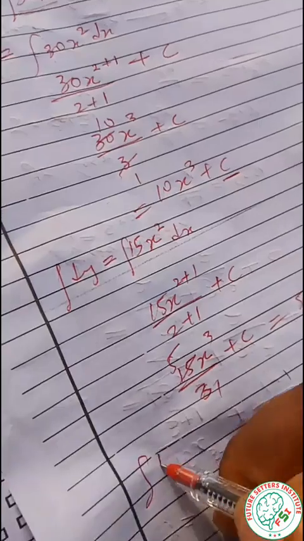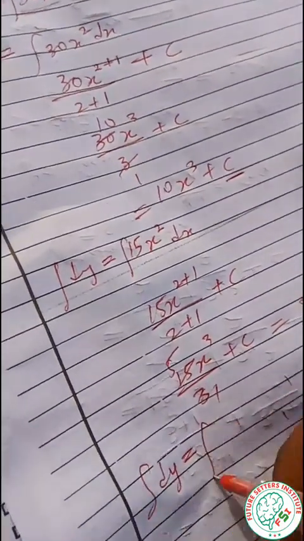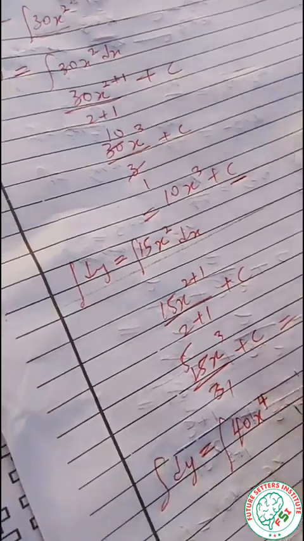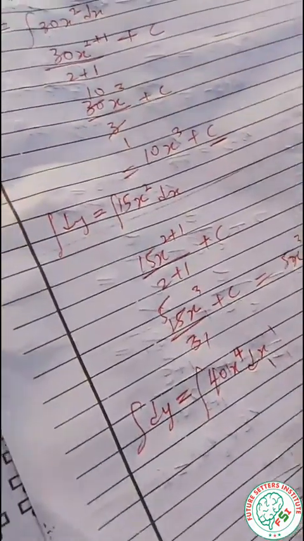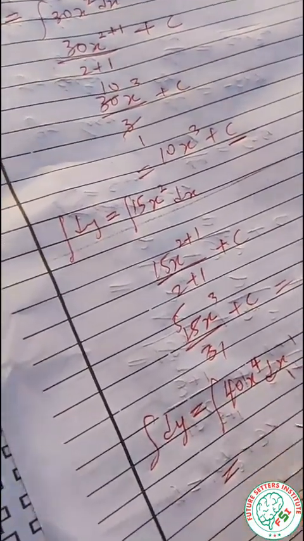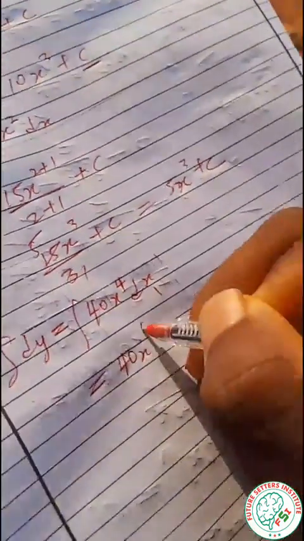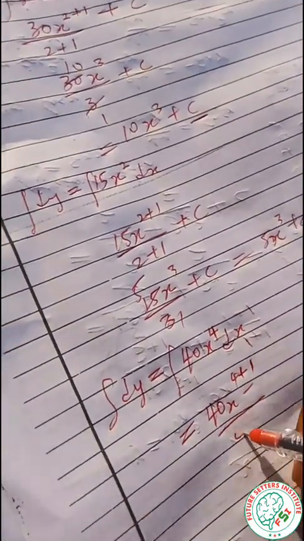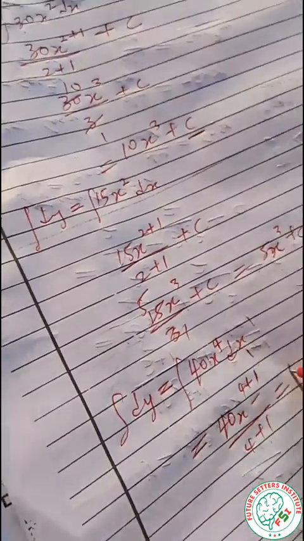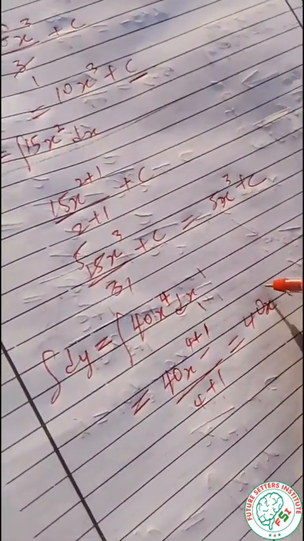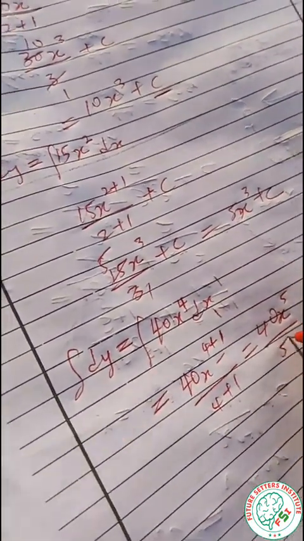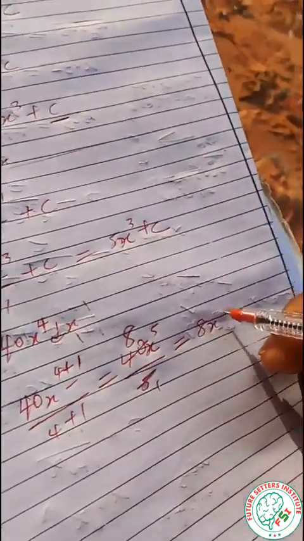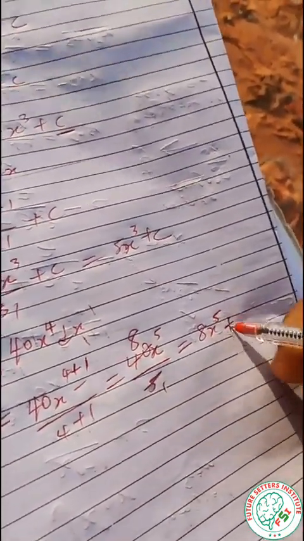If you still have this other one, dy equal to 40x raised to power 4 dx. Good evening, sir. So this will give you 40x raised to power 4. This 4 here is plus 1. You add 1 to it over 4 plus 1. Now this will give you 40x. 4 plus 1 is 5 over 5. 5 here 1. 5 into 40 is 8. So it is 8x raised to power 5 plus c.